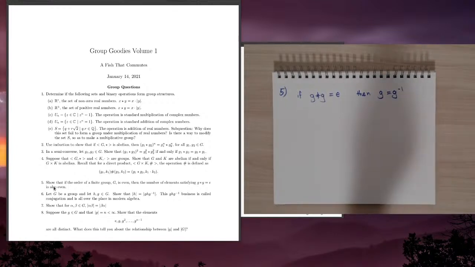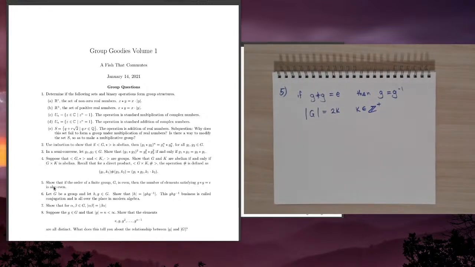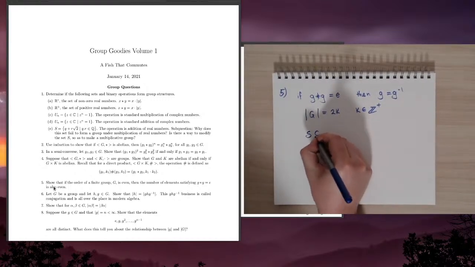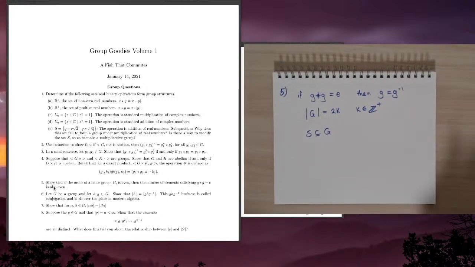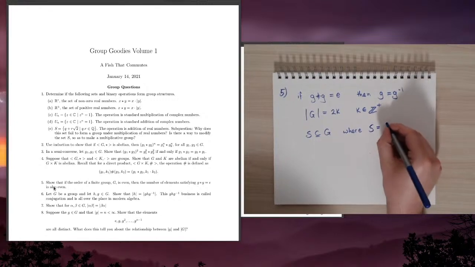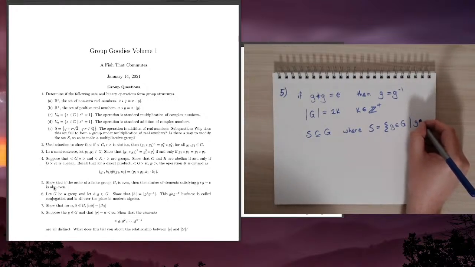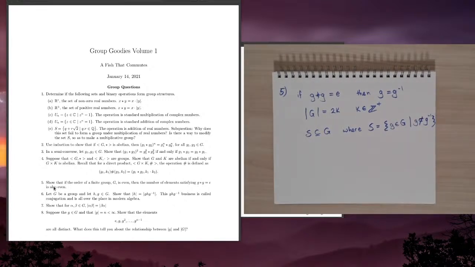So let's think about it: the order of G is even. There's some k such that the order is 2 times k, right? Now let's consider a subset of G, where S is the set of all g in G such that g does not equal g inverse. So there are some elements that are their own inverse, but some that aren't, and potentially, maybe they all are, who knows? This is all just up in the air yet, we haven't proven anything yet.